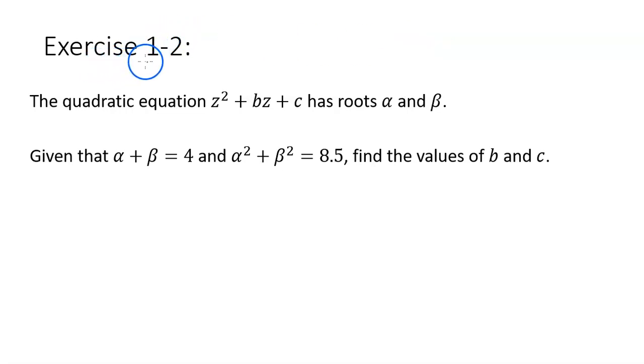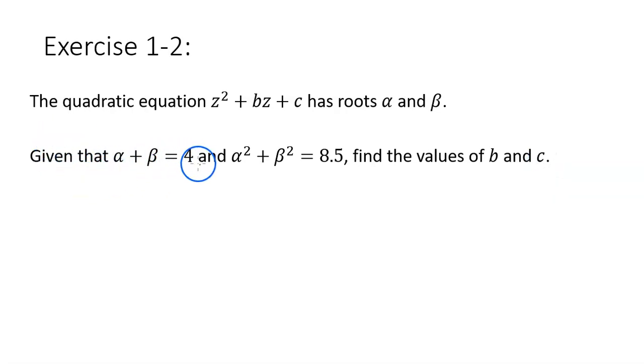Alright, let's take a look at exercise 1.2. We have the quadratic equation z squared plus bz plus c, which has roots alpha and beta. And then we're told that alpha plus beta is equal to 4, and alpha squared plus beta squared is equal to 8.5. Find the values of b and c.